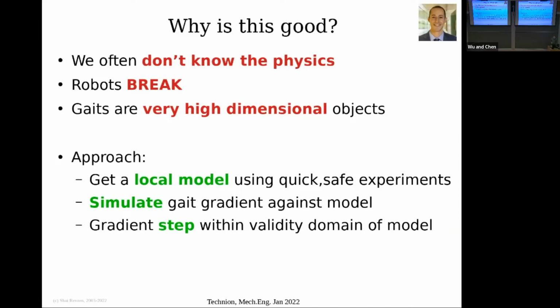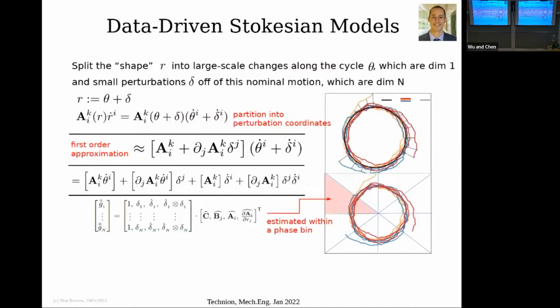So how does this happen? We take our shape r and we split it into 2 variables, theta our phase variable and delta our perturbation variable. And now we take that connection model, A of r times r dot, partition these coordinates, and do this very sophisticated approximation called Taylor series to the first order, and split A into A and its gradient approximation. We end up with 4 terms, a big regression matrix, and we do this separately at every phase along the cycle. That's it. This is the learning algorithm. It's called linear least squares.